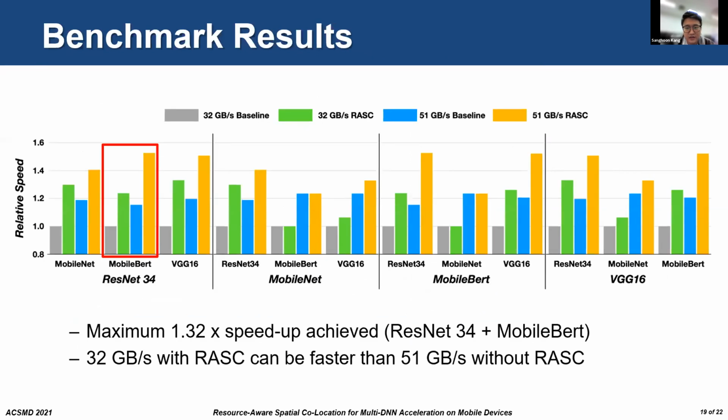A meaningful increase in overall latency can be achieved. A maximum of 1.32 times speedup is achieved when running ResNet alongside MobileBERT. This can be an expected result because overall, ResNet is computation intensive and MobileBERT is bandwidth limited. In addition, adopting spatial collocation with 32 gigabyte bandwidth can most of the time achieve higher speed than the 51 gigabyte per second baseline. However, if two memory-intensive workloads are paired, which are MobileNet or MobileBERT, no meaningful speedup could be observed.